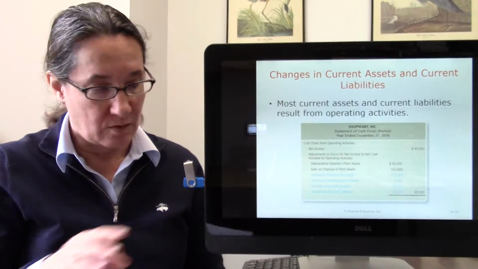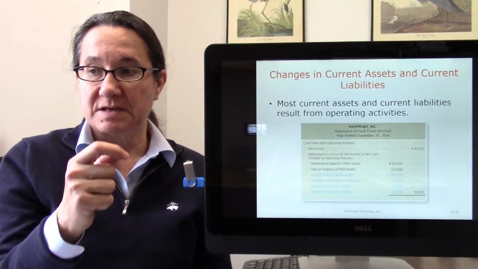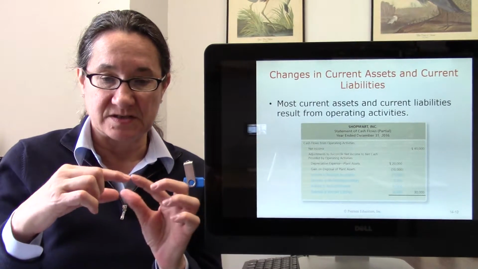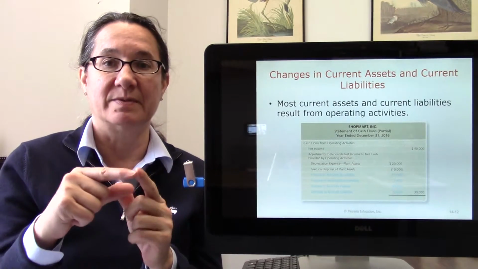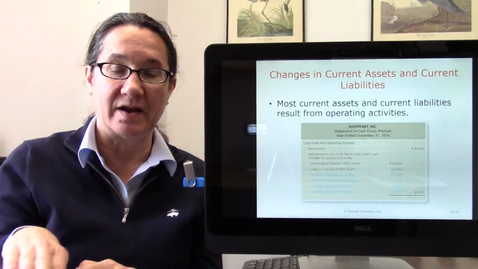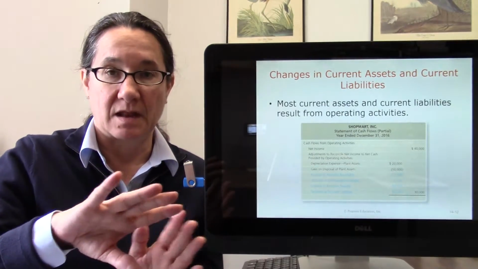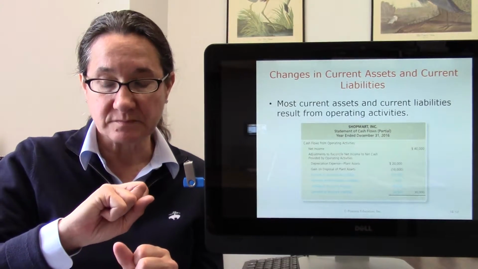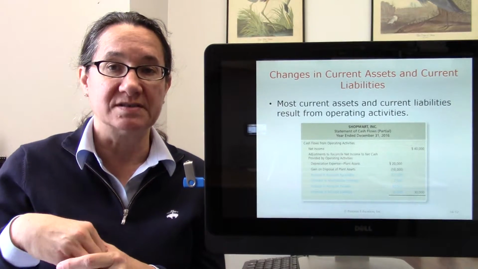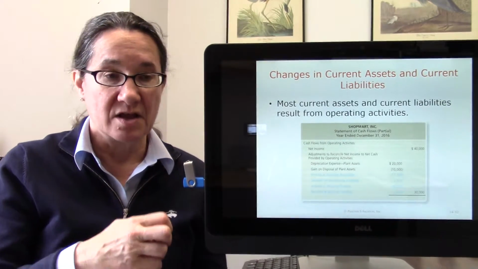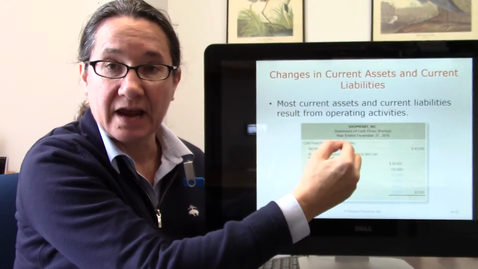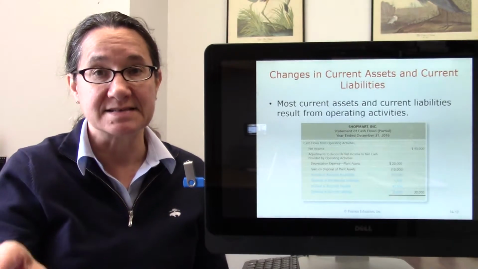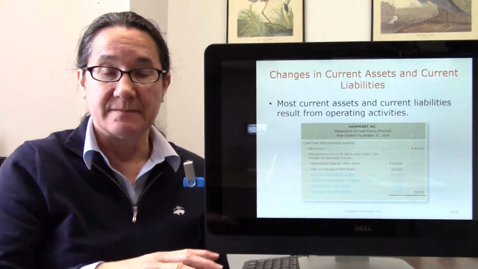All right? And remember, as you may recall from the last video, operating activities are associated with the current assets and current liabilities sections of the balance sheet. So we're not going to worry about increases or decreases in long-term liabilities, or in stockholders' equity, or in plant assets, right? The only thing that had to do with plant assets was the gain or loss on the disposal of them.